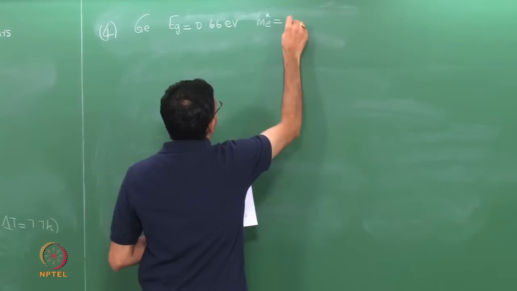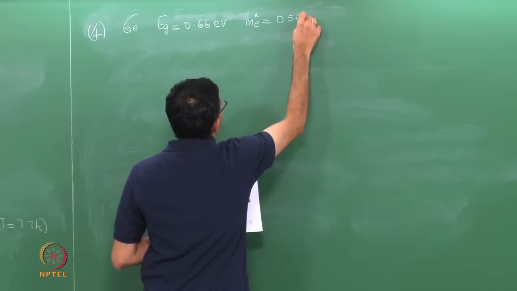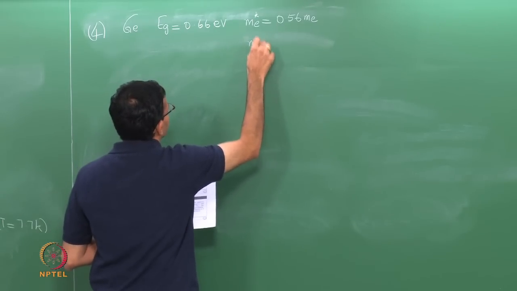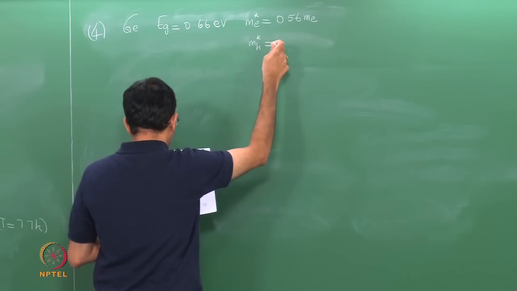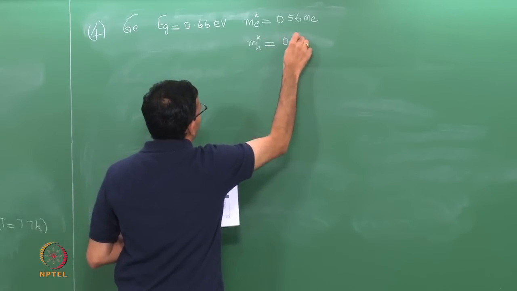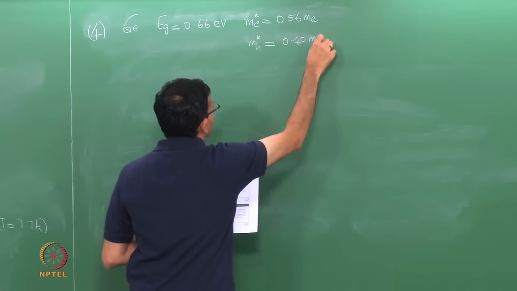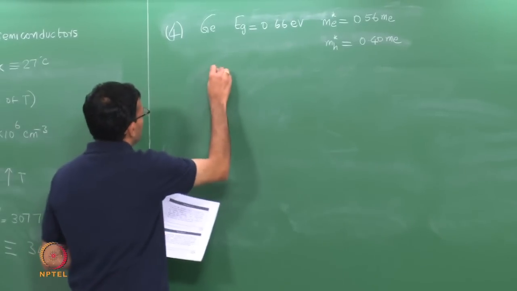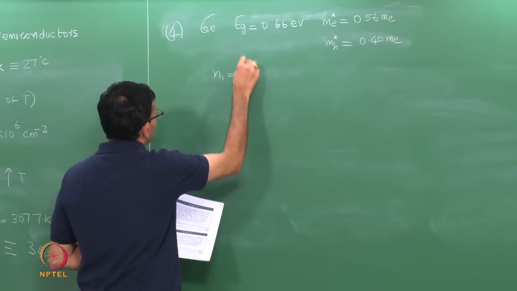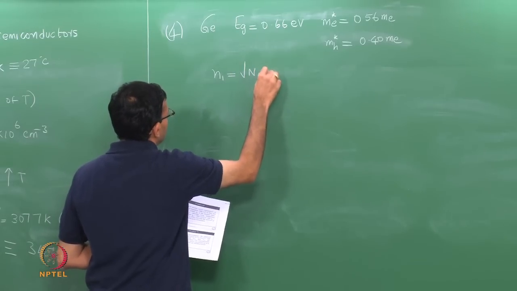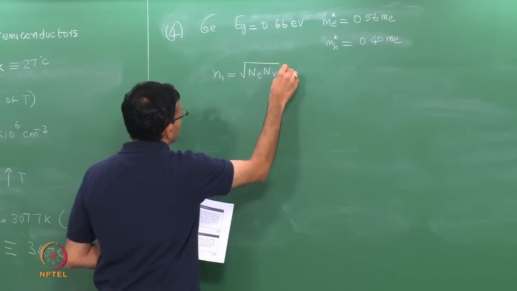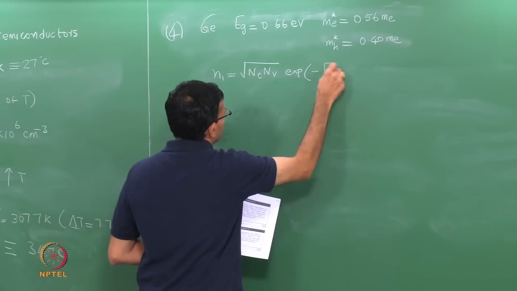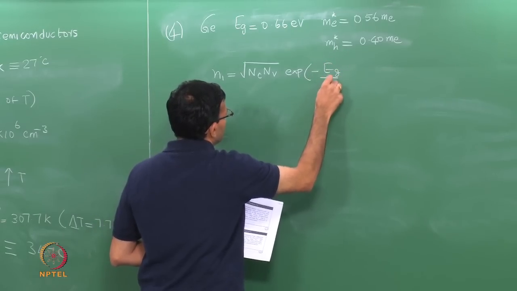Me star is 0.56 Me and Mh star is 0.40 Me. So, we want to calculate Ni. So, the equation is the same. Ni is square root of Nc Nv, exponential of minus Eg over 2kT.